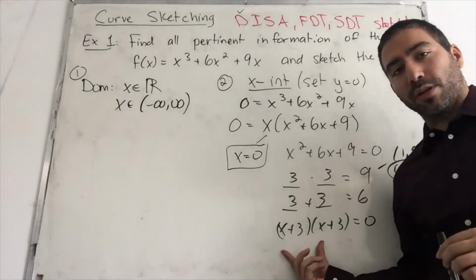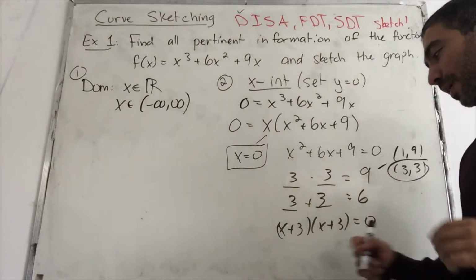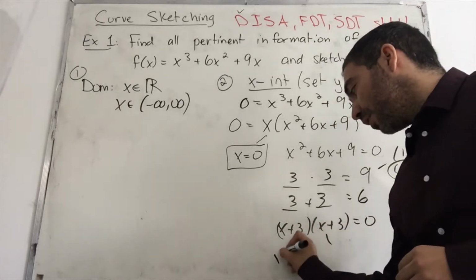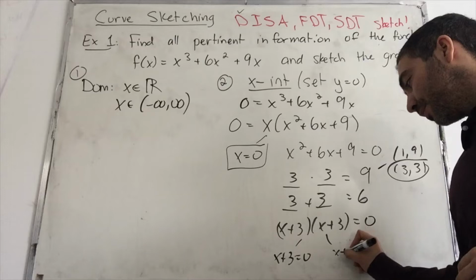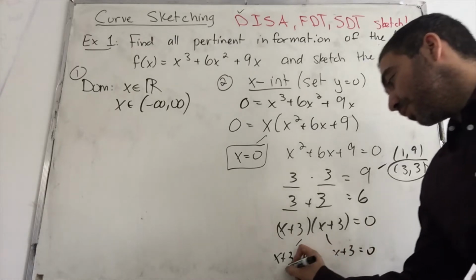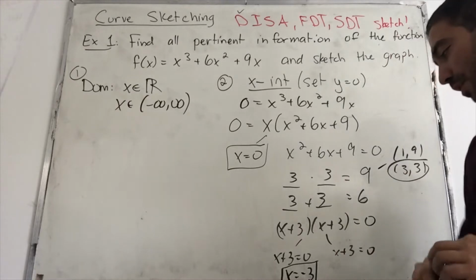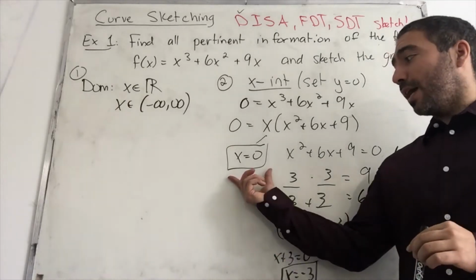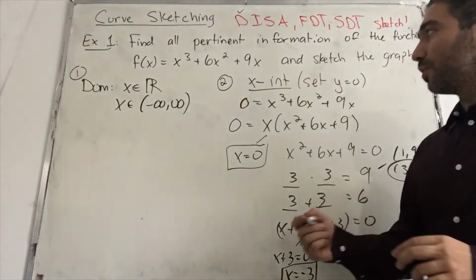We could apply the zero product law again, or you could rewrite this as x plus 3 squared. Both ways are fine, but let's use the zero product law. So either x plus 3 equals 0 or x plus 3 equals 0, that's the same equation. Solving for it, we get x equals negative 3. We don't have to do this twice. So we have an x-intercept at x equals 0, and an x-intercept at x equals negative 3. We'll keep that in mind.